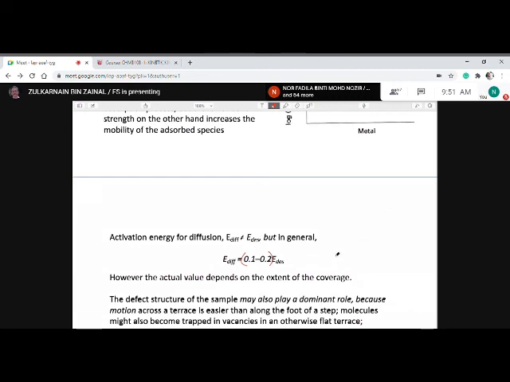The difference between the desorption and also the diffusion. Or if you write it in terms of E over E, the result is between 0.1 to 0.2. Okay, so meaning that it should allow a certain amount of diffusion to occur.